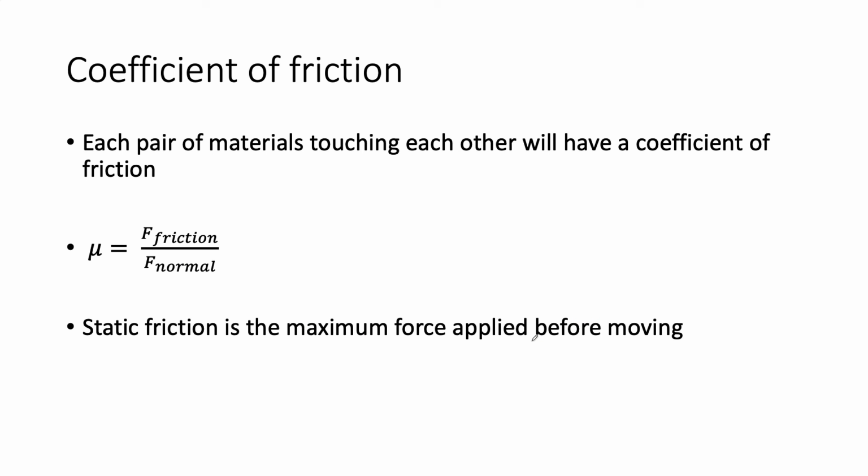Now, last thing is the coefficient of friction. The coefficient is when you have a pair of materials touching each other, they're going to have some type of coefficient of friction. This coefficient is the force of friction divided by the normal force. But here's the thing. Remember we talked about this? Here's my normal force. This is gravitational, or the weight. Friction is going this way.